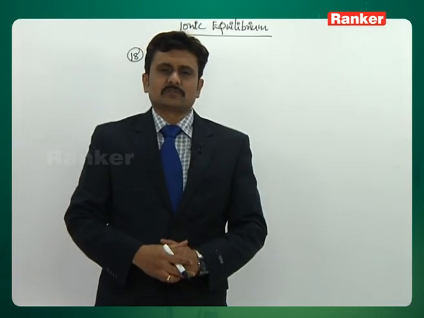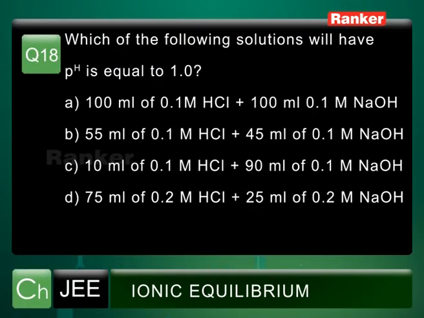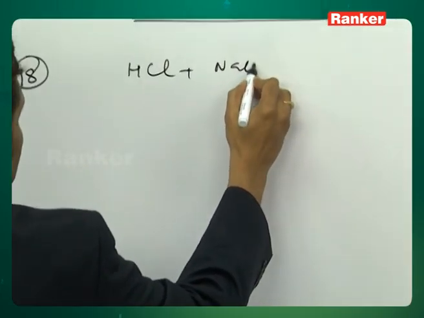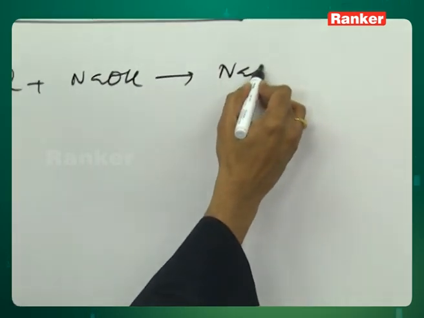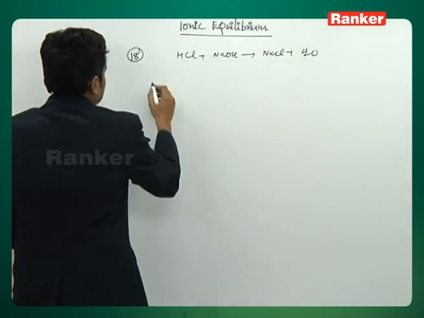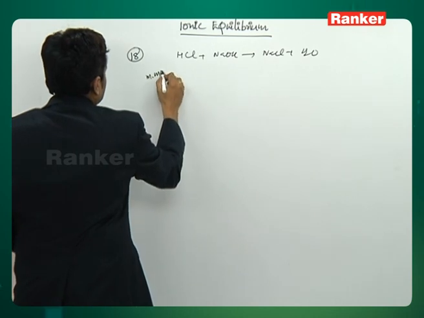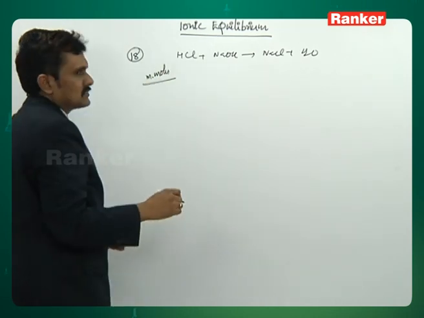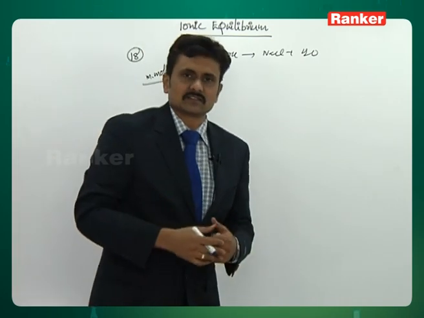Now which of the following solutions will have the pH equal to 1? We have various options here where HCl is reacting with NaOH in different circumstances. Now when you write the reaction between the two to form NaCl and H2O, as we know, when the substances are mixed with each other, we will be getting the resultant moles, and accordingly we will be calculating the resultant concentration.